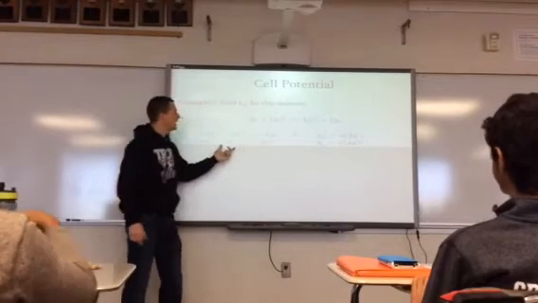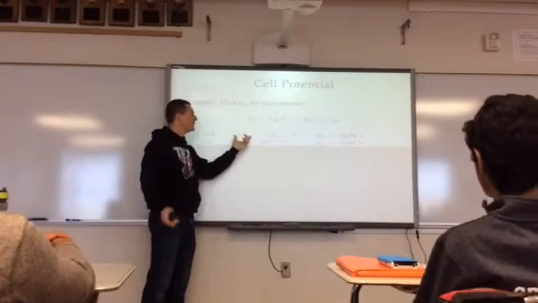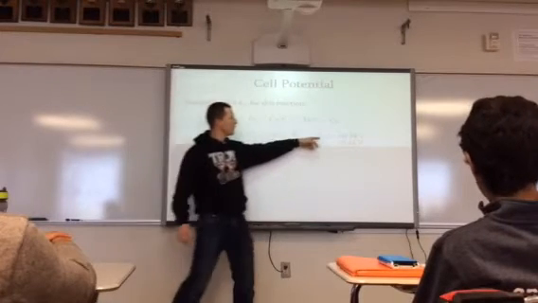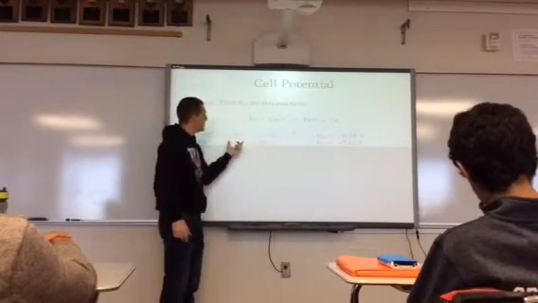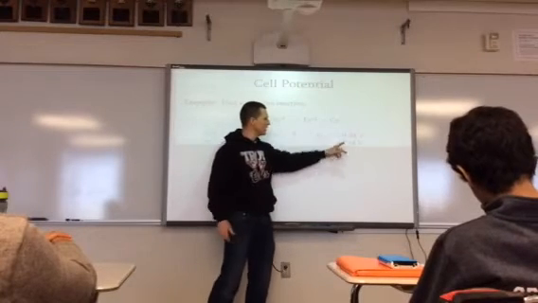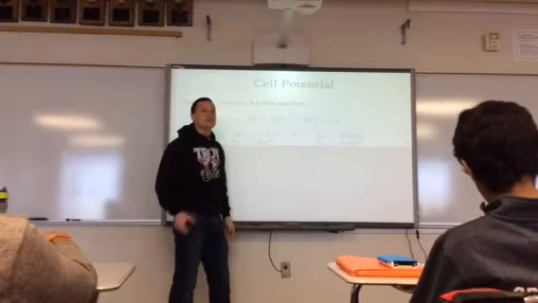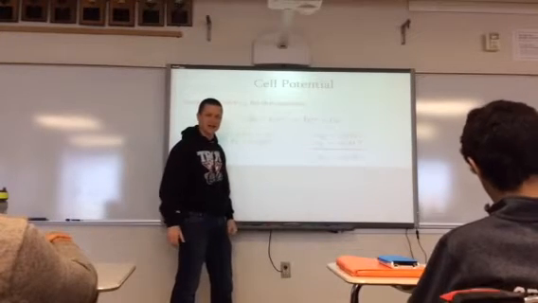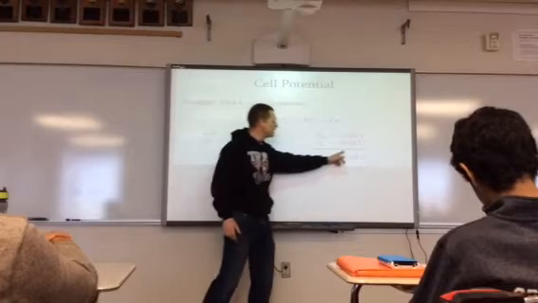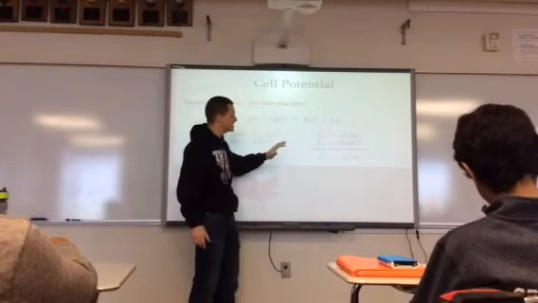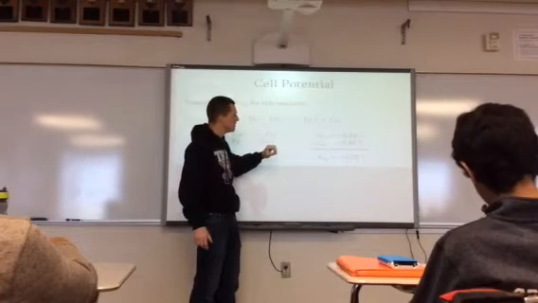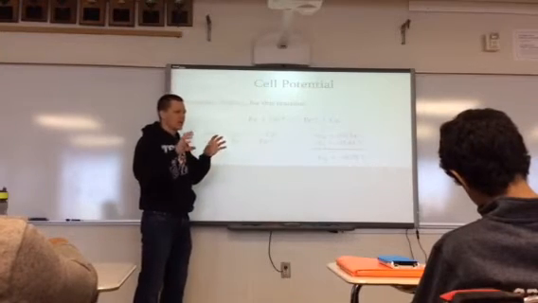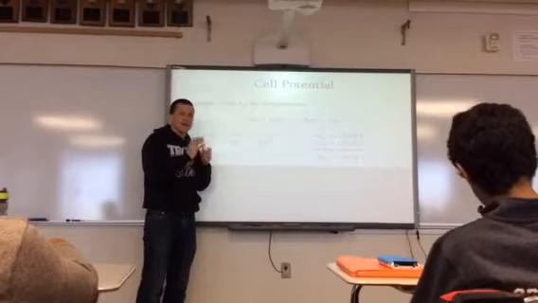So here are the numbers that we came up with. The reduction of copper, I left the electrons out of it because they're balanced here. The reduction of copper has a reduction potential of 0.34. The oxidation of iron has an oxidation potential of 0.44. So for the overall cell potential, you just add together the reduction and the oxidation. And this would give 0.78, positive 0.78.